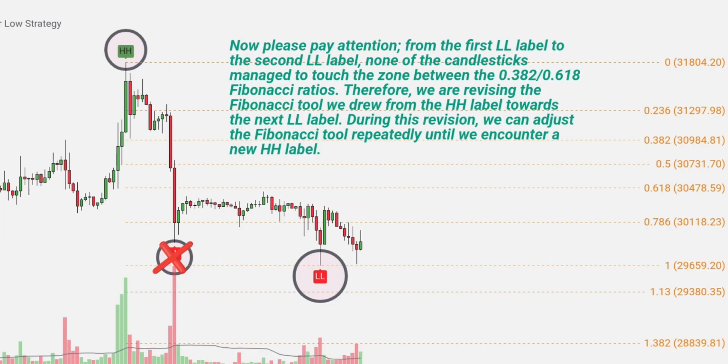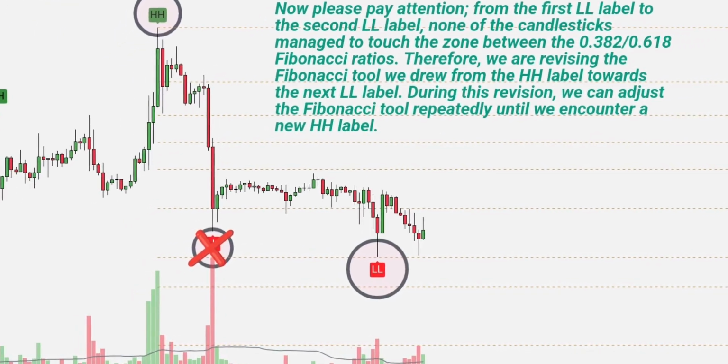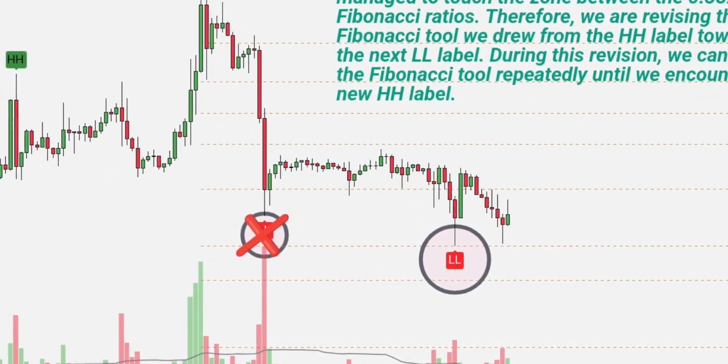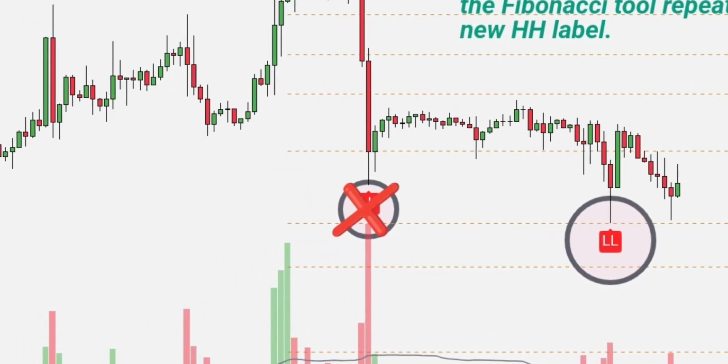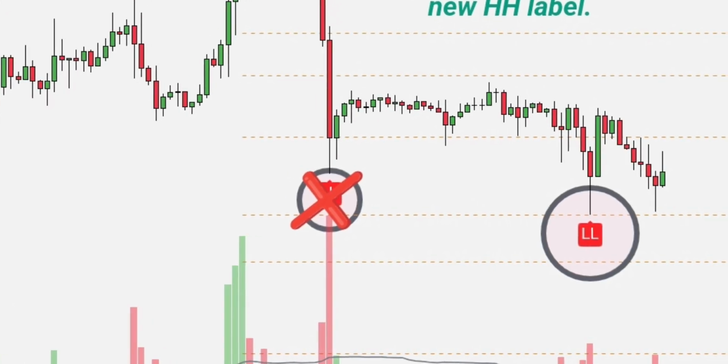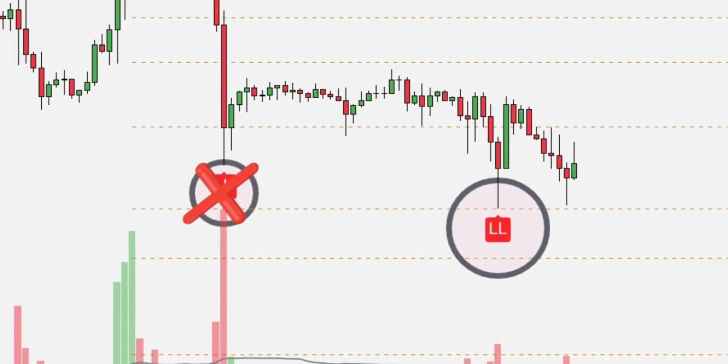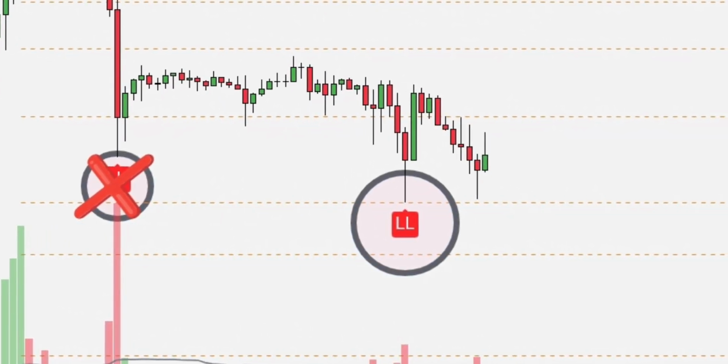Now please pay attention. From the first LL label to the second LL label, none of the candlesticks managed to touch the zone between the 0.382-0.618 Fibonacci ratios. Therefore, we are revising the Fibonacci tool we drew from the HH label towards the next LL label. During this revision, we can adjust the Fibonacci tool repeatedly until we encounter a new HH label.